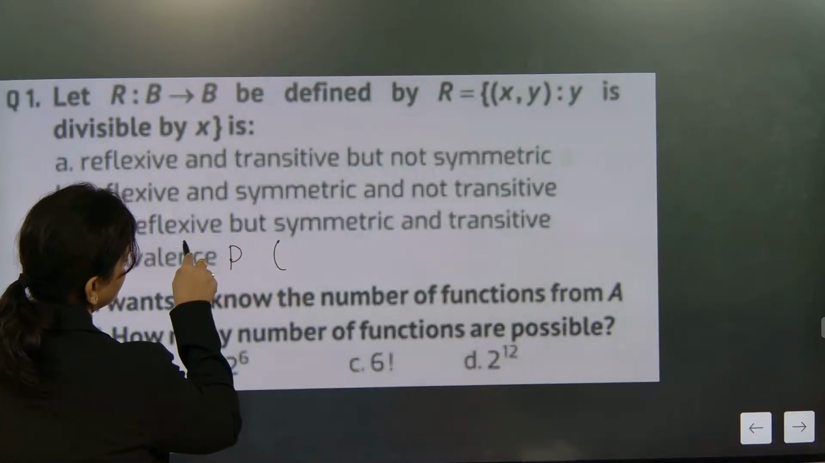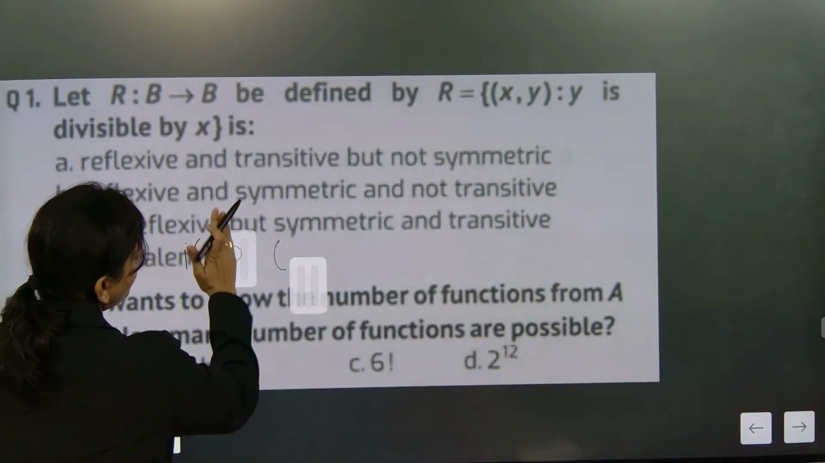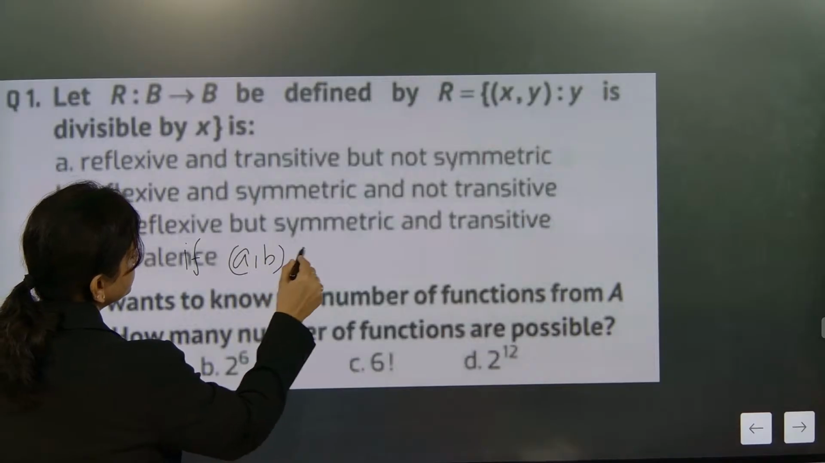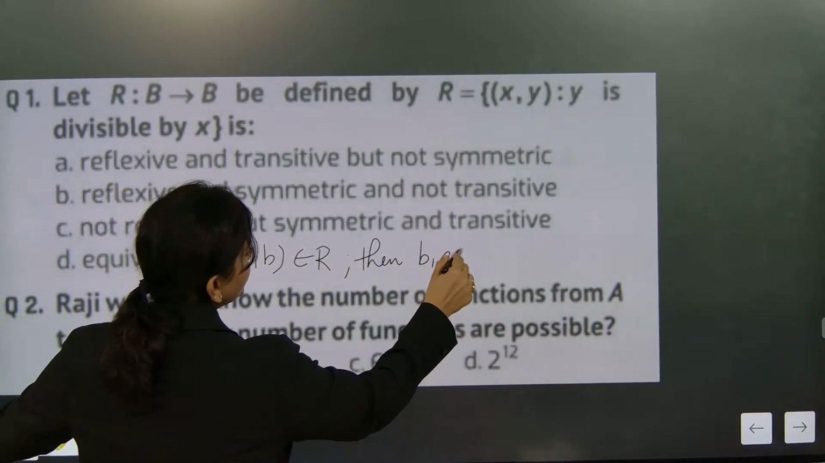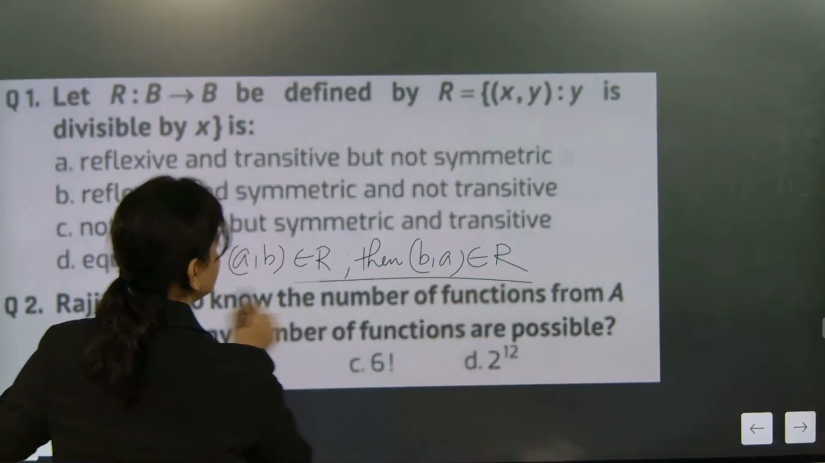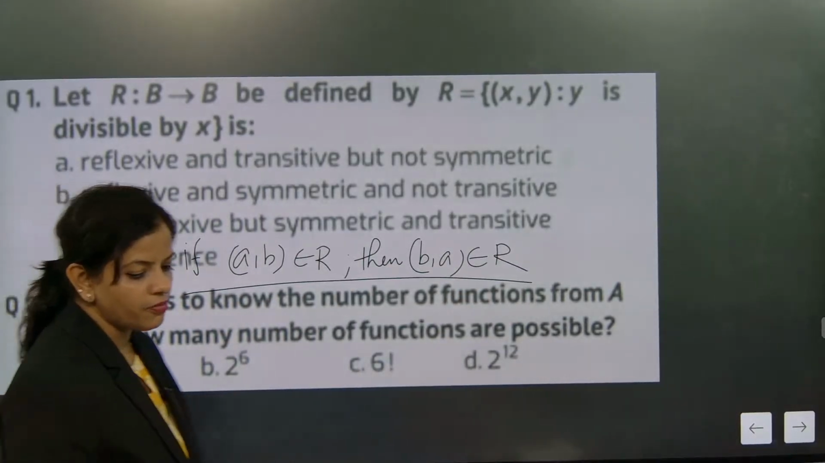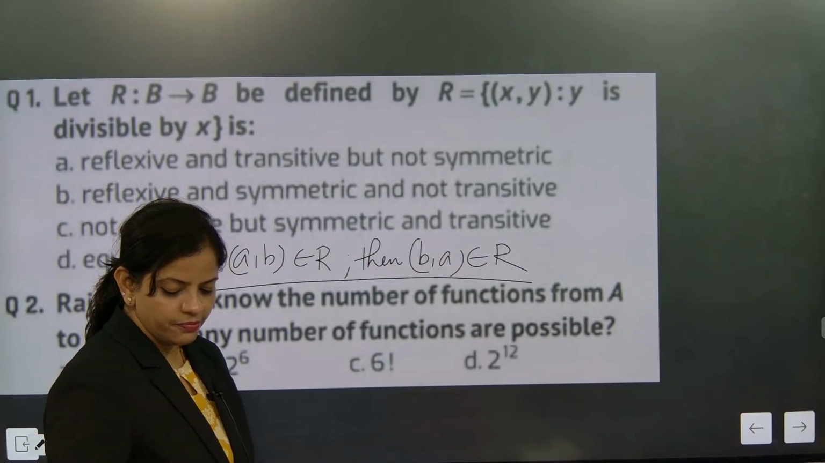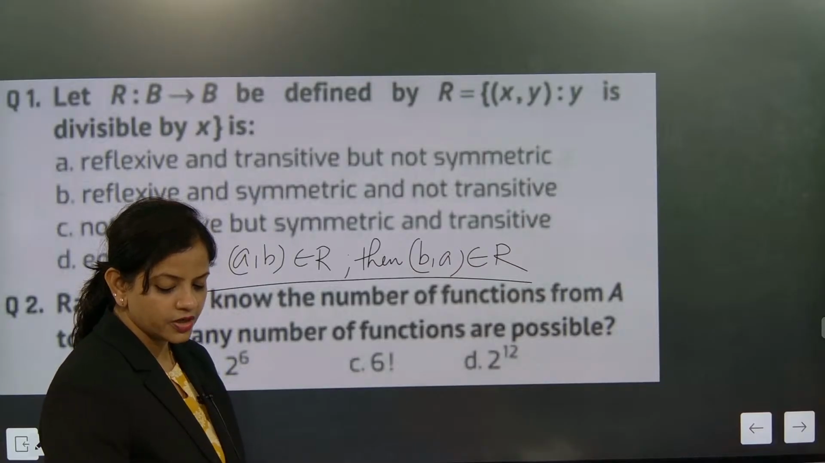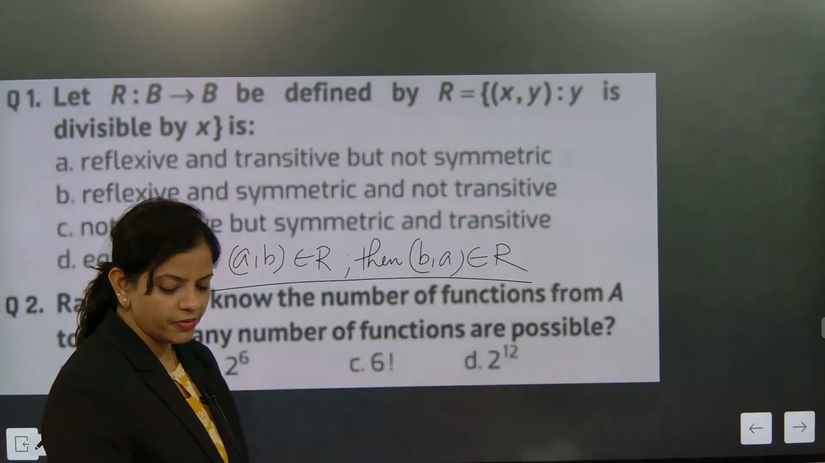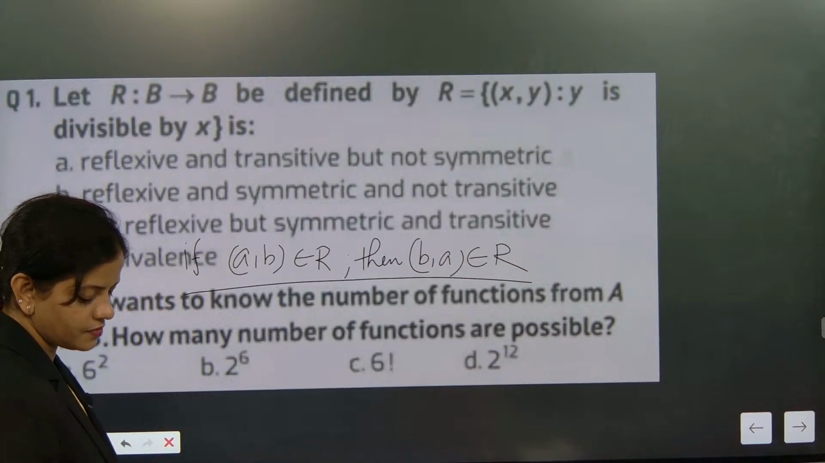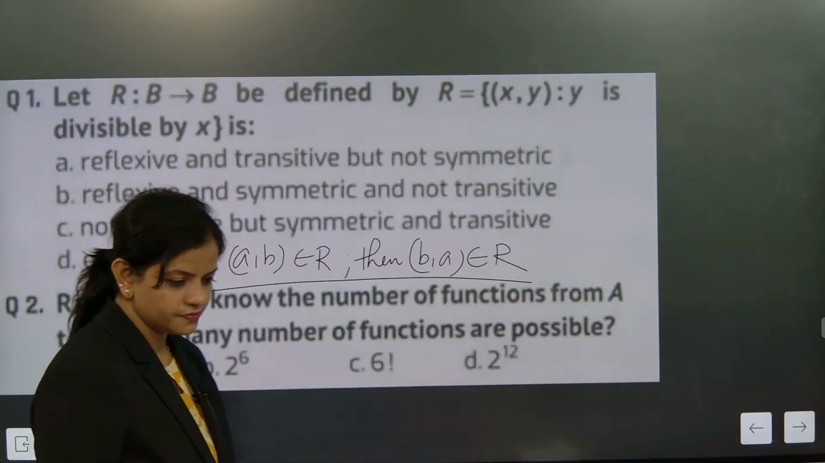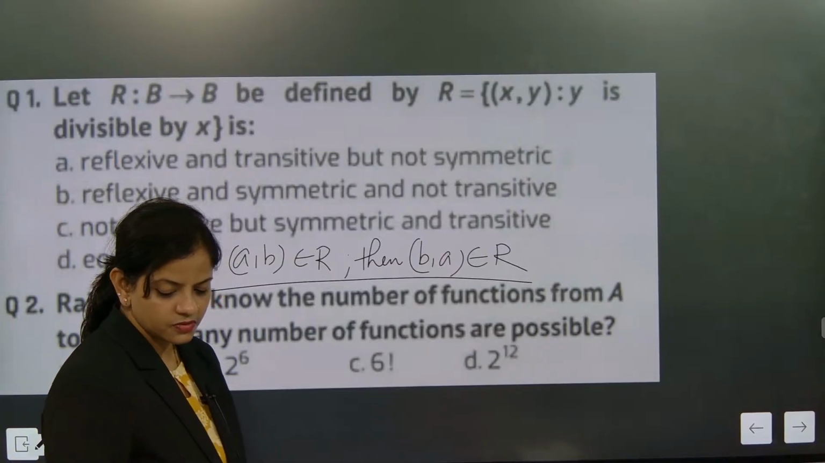If (A, B) belongs to R, then (B, A) also belongs to R. This is the situation. If (A, B) belongs to R, then (B, A) also belongs to R. This is the most important part. You must remember. Check this out.